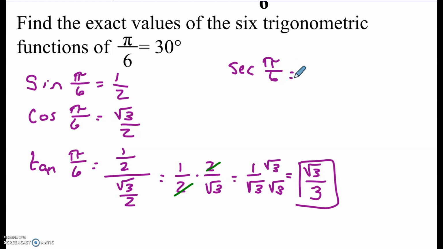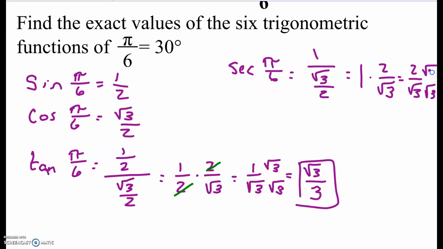Secant is 1 over cosine, 1 over x. So again, rewriting division as multiplication by the reciprocal, we get 2 over the square root of 3. Rationalizing our denominator, we get 2 times the square root of 3 all over 3.